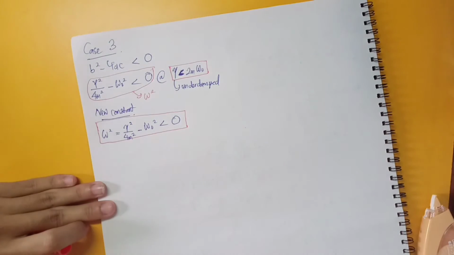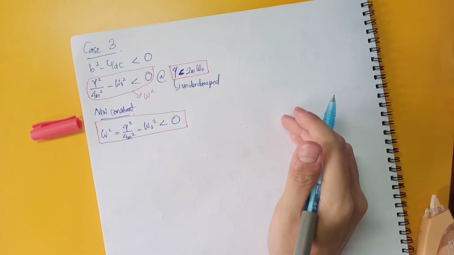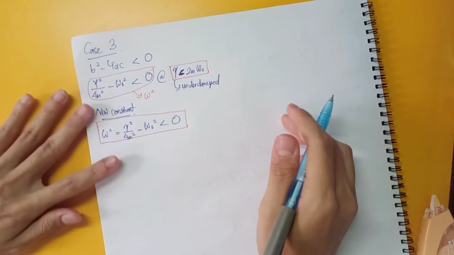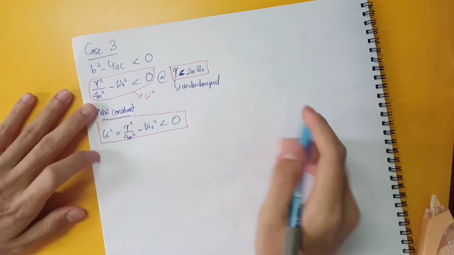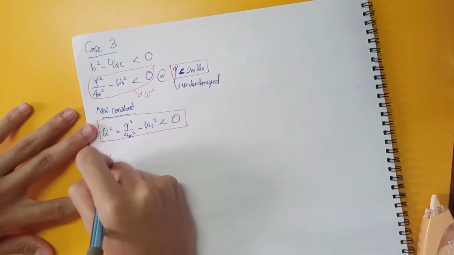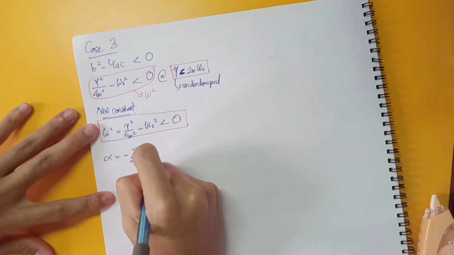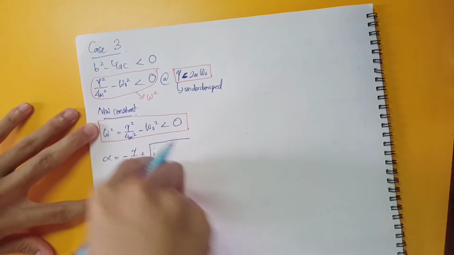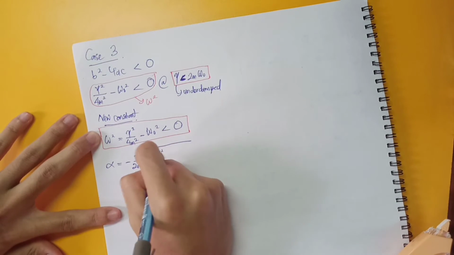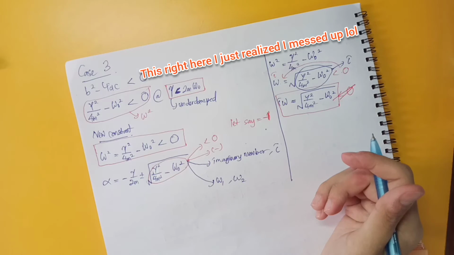Now let's look back here. This is the toughest. This is actually tougher to explain. How do I explain this? Let's look back here. We know that alpha is equal to negative gamma over 2m plus or minus the square root of gamma square over 4m square minus omega naught square. Okay, finally.